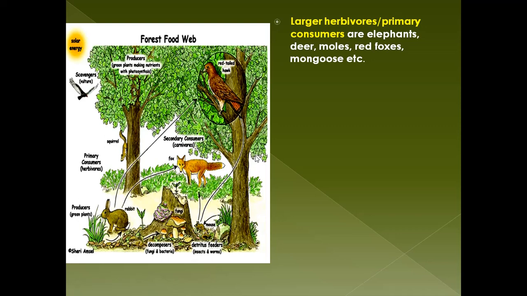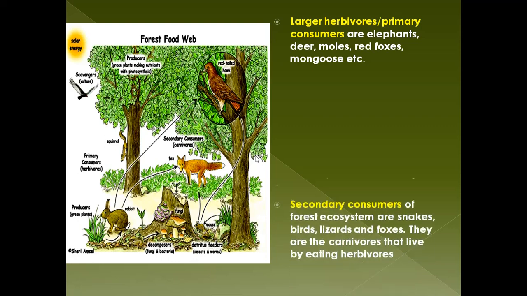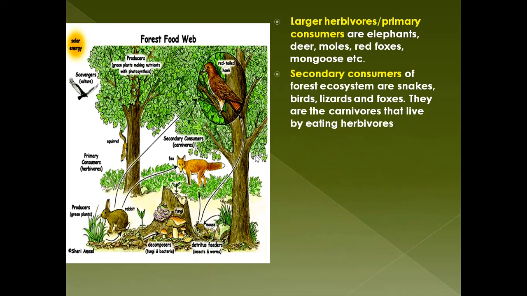Large herbivores or primary consumers in the forest ecosystem are elephants, deer, mole, red foxes, mongoose, etc. Then secondary consumers of the forest ecosystem are snakes, birds, lizards and foxes. They are the carnivores that live by eating the herbivores. Foxes you find both as herbivore and carnivore at the secondary consumer level, because a fox feeds on fruits as well as on other animals. So it is one example of an omnivore here in the forest ecosystem.